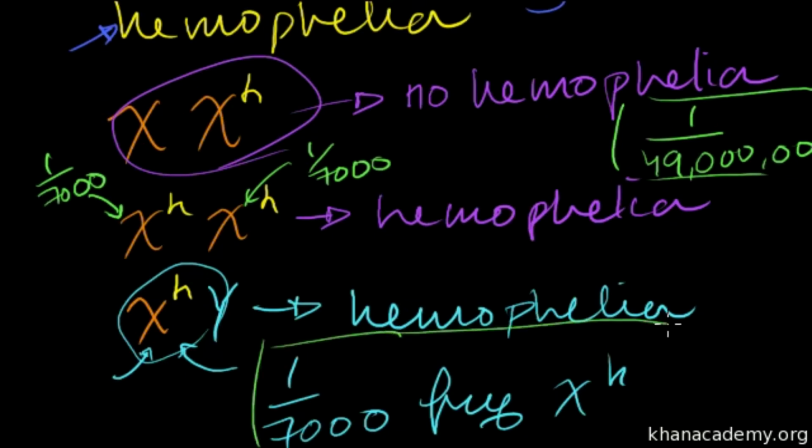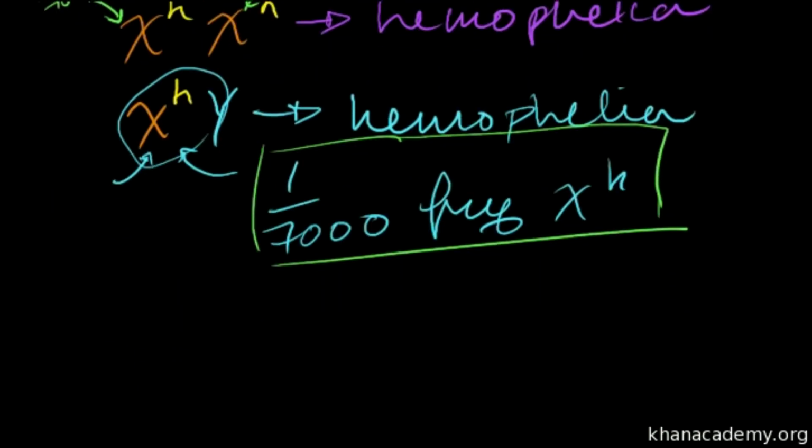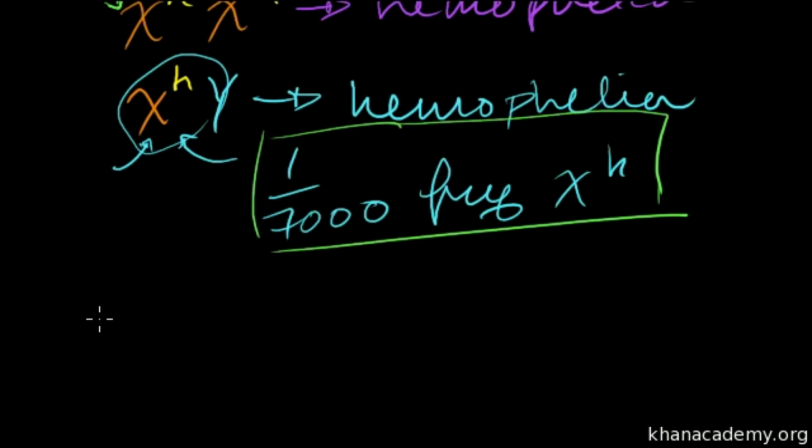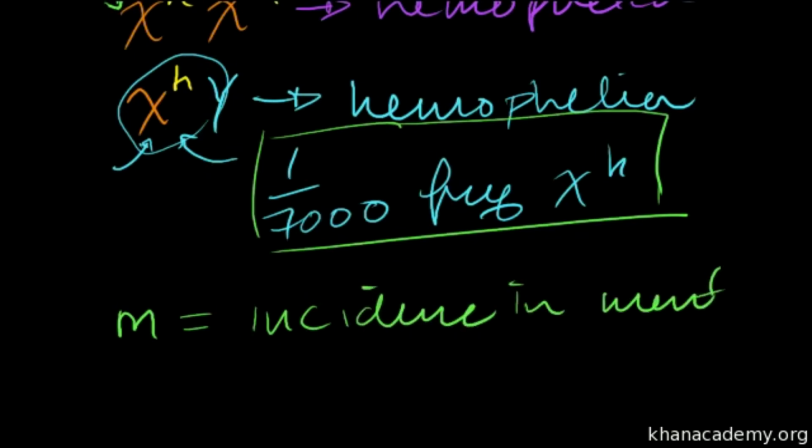And in general, for any sex-linked trait, if it's a recessive sex-linked trait, men, if they have it, are going to show it because they don't have another X chromosome to dominate it. Or for a woman to show it, she has to have both versions of it. Let's say m is the incidence in men.